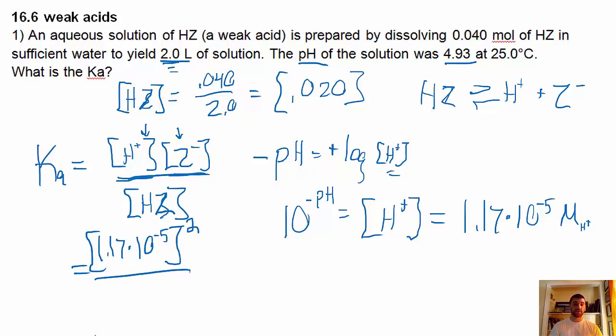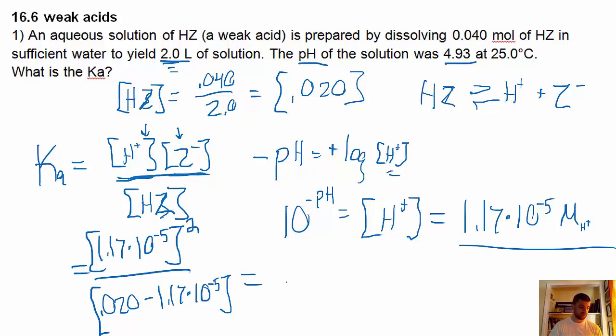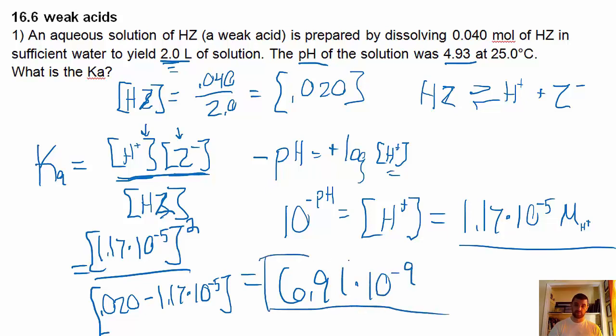All over the concentration that we started with, which was 0.020, but then we have to subtract how much was used up. That's the molarity I started with, not the molarity I had at equilibrium. Some of it became the H plus and Z minus. How much? That much, so we subtract 1.17 times 10 to the minus 5. And we get our final answer: 6.91 times 10 to the minus 9. That's all that really is.